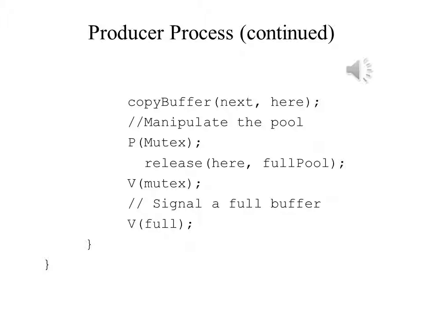After we copy the item into the formerly empty buffer, we want to release the buffer. So this is also a critical section that requires the use of the mutual exclusion semaphore. Once we finish this step, not only do we increment the mutual exclusion semaphore to signal availability of the buffer pool for manipulation, but we signal that there is another full buffer if the consumer is waiting for it.